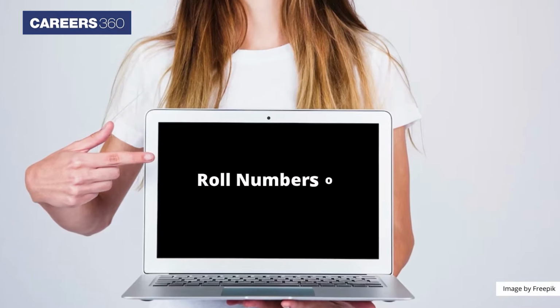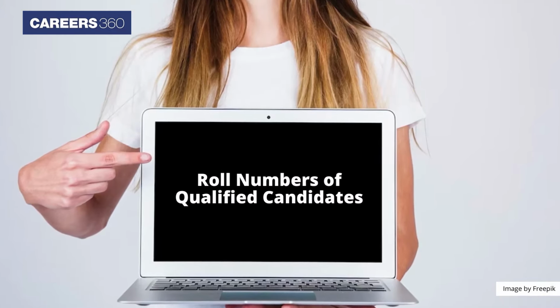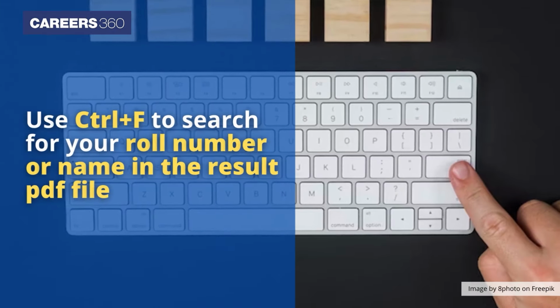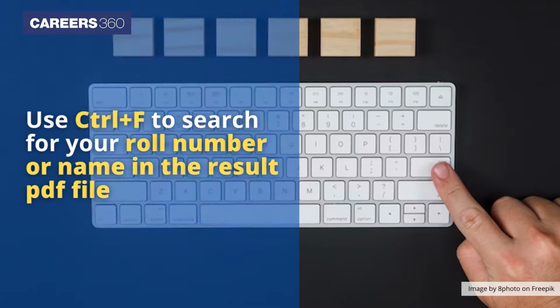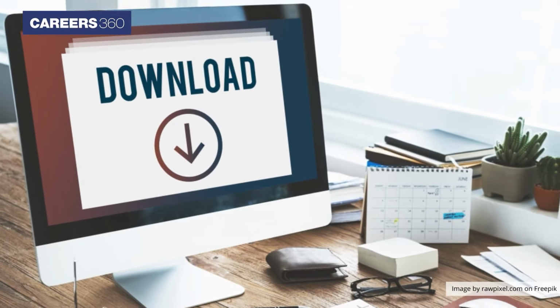The result will appear on the screen with the roll numbers of qualified candidates. Use Ctrl+F to search for your roll number or name in the result PDF file. Download and save the result for future reference.